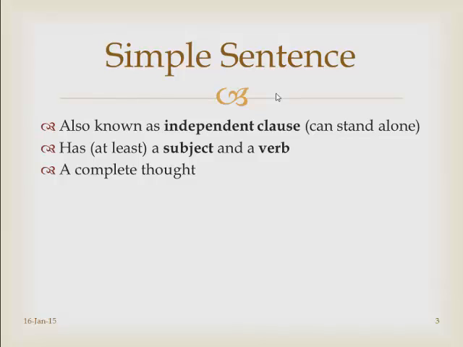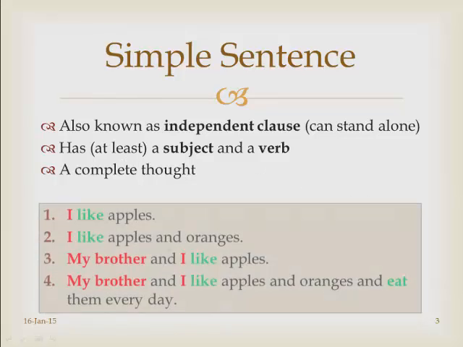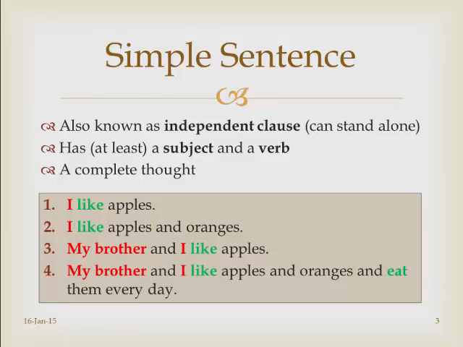An independent clause can stand on its own, it is a complete thought, and it makes perfect sense. So let's look at some examples. I like apples. A complete thought. One simple sentence. It has the subject I and the verb like. The second example, I like apples and oranges. It's longer, but it still has the subject I and the verb like. So it is still one single independent clause, one complete thought, one simple sentence.